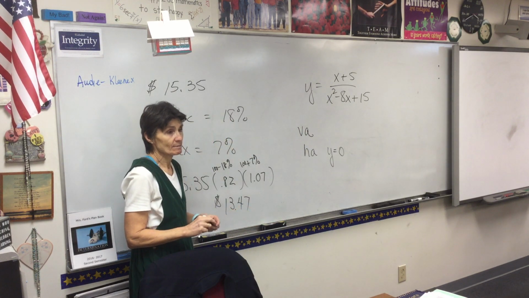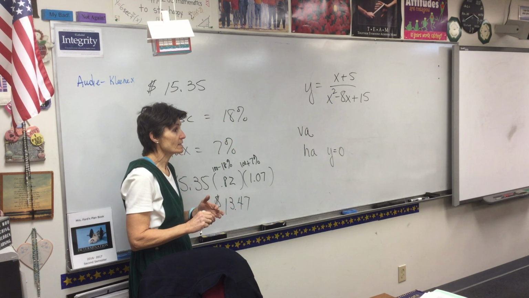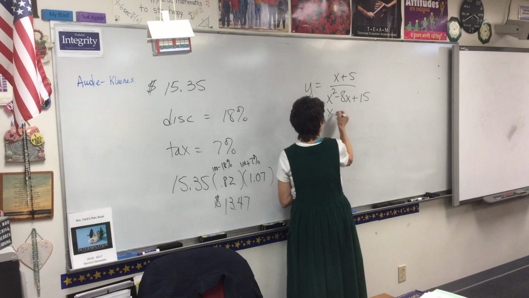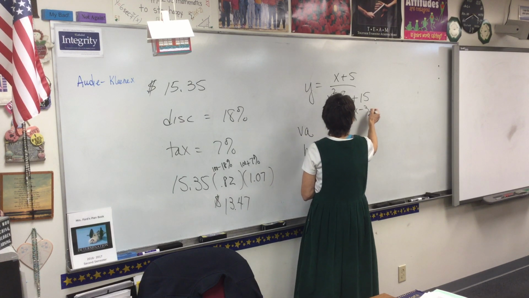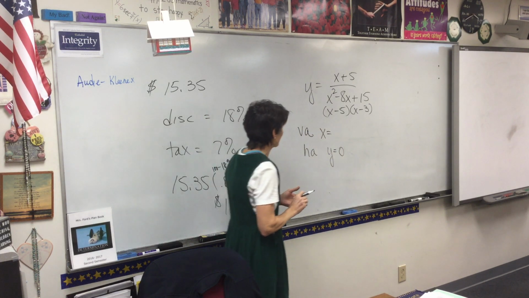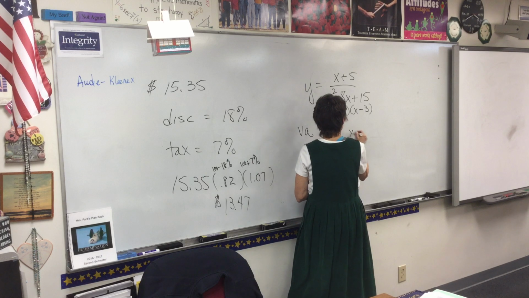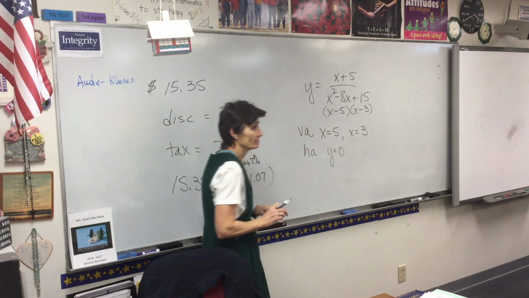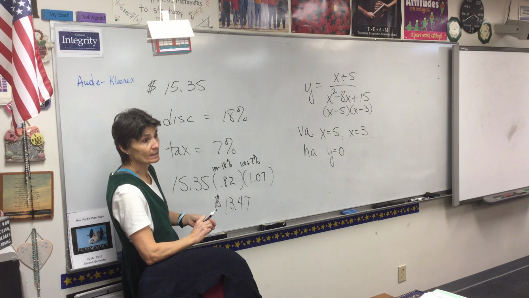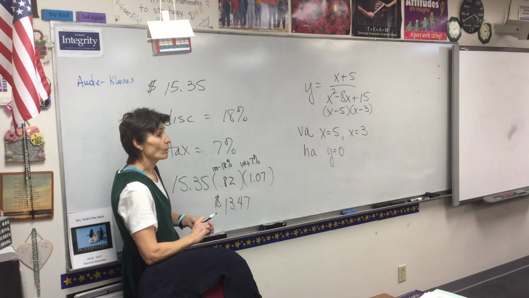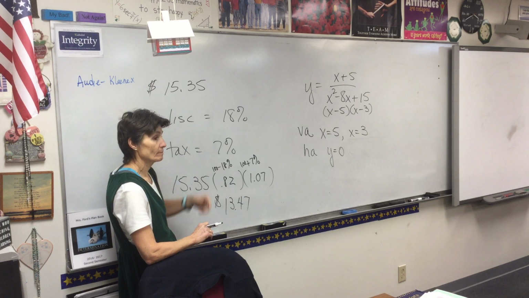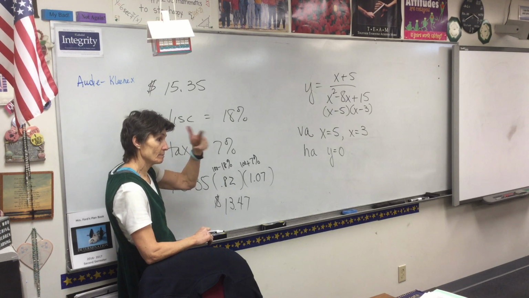Now the vertical asymptotes come where the denominator is 0. So I'm going to have to factor this, right? So I'll factor it. And my vertical asymptotes, there are 2 of them. One of them is at 5, and one of them is at 3. Vertical asymptotes come from the denominator being 0, and horizontal asymptotes come from comparing the top and the bottom of the fraction.